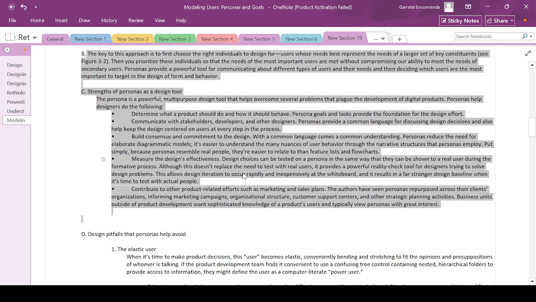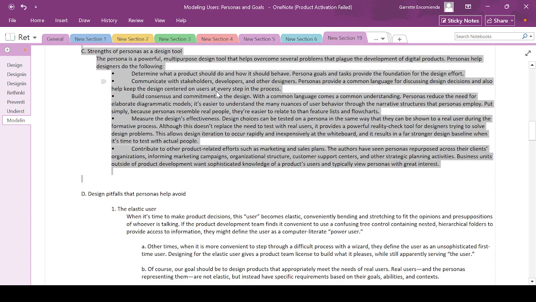Now, strengths of personas as a design tool. The persona is a powerful, multi-purpose design tool that helps overcome several problems that plague the development of digital products. Personas help designers to do the following: determine what a product should do and how it should behave. Persona goals and tasks provide the foundation for the design effort. So the persona, the most important user's goals and the tasks to achieve that goal, are the foundation of the design effort. But first you need to determine what a product should do and how it should behave to achieve the persona's goal to their liking.